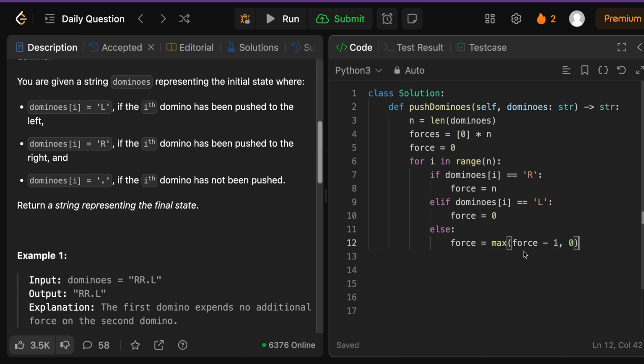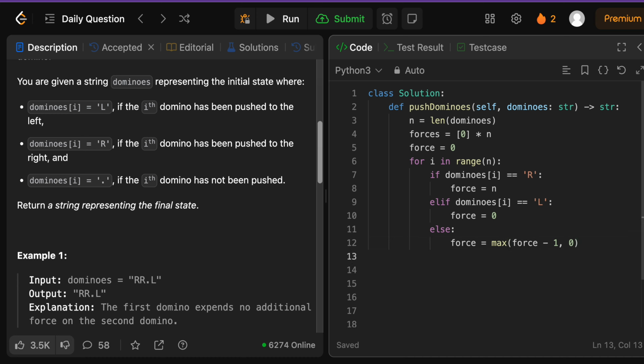Again, if the current domino is a dot, and we know that there was actually a previous R force, we then have to decrease it by 1. I kind of glossed over this in my example, because that's simulating that weakening effect, where you'd go from 5 to 4. R would apply a high force, and then every dot afterward would get a decreasing force from 5 to 4 to 3. That's why we do force minus 1 for this specific dot, and so on and so forth, right? And believe it or not, once we actually do that, we're almost done here.